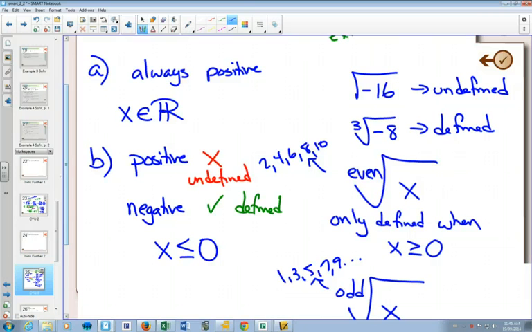Example 4, it could be 0 because you can take the cube root of 0. Because cube root of 0 is 0. So that's why it can equal 0 as well. Yes? Negative 0 isn't a number.